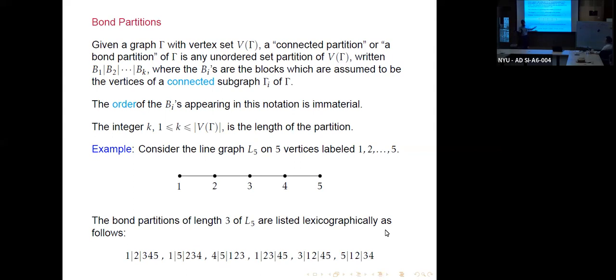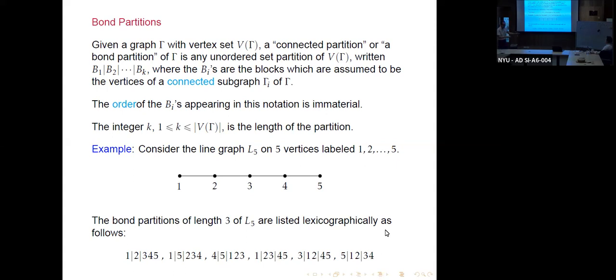Obviously, one edge, one vertex is a connected graph. But then you have to have 3, 4, 5. So you cannot have, for example, 1, 3 and 2, 4. The 2 edges form a subgraph that is not connected. So you get those partitions corresponding to the connected ones. This is called the connected partition lattice or the bond partition lattice.